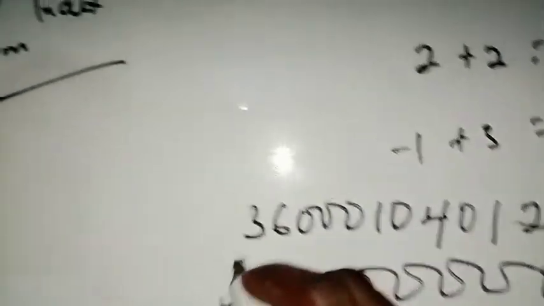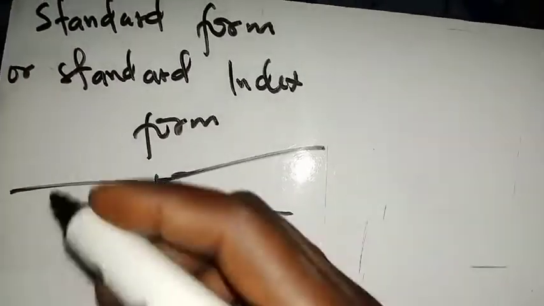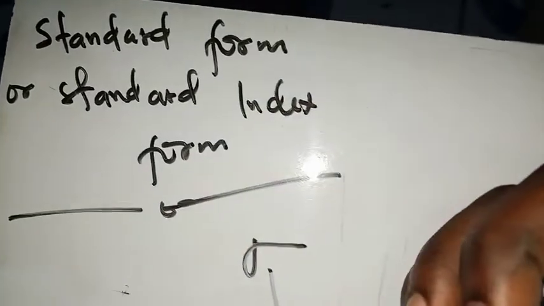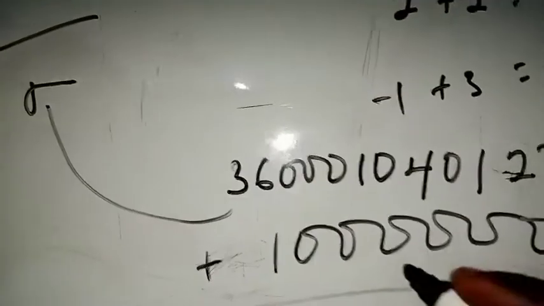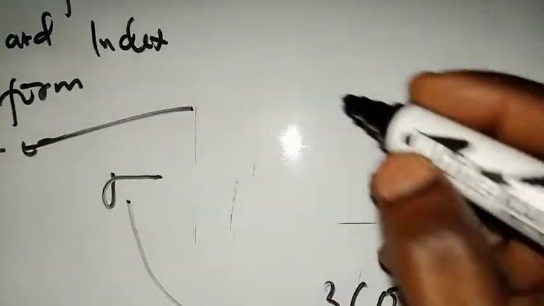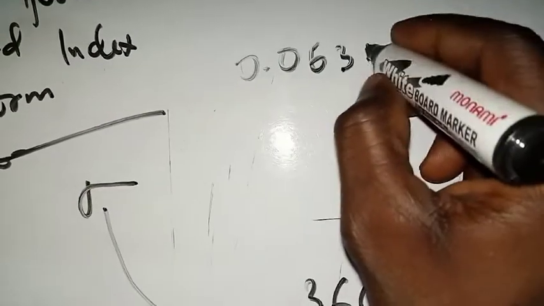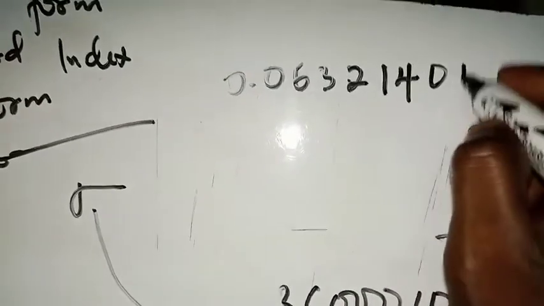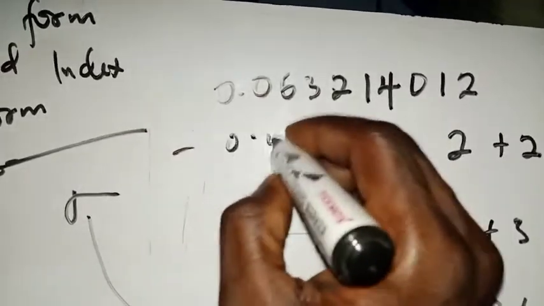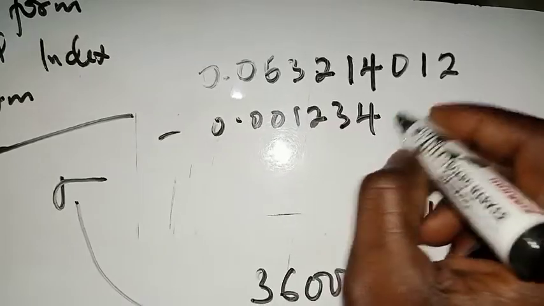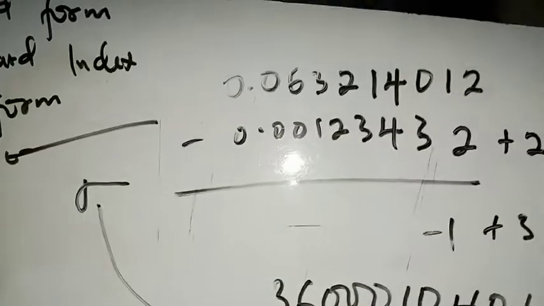So this is where the name standard form comes in. That is just a name. The most important thing about a standard form is that it makes the calculation very easy. In other cases, vice versa, I may have a very small number, 0.00 maybe 63214012 and so on and so forth. This is a very small number. So you should subtract from that 0.001234 and so on. These are very small numbers that we want to perform the operation on.